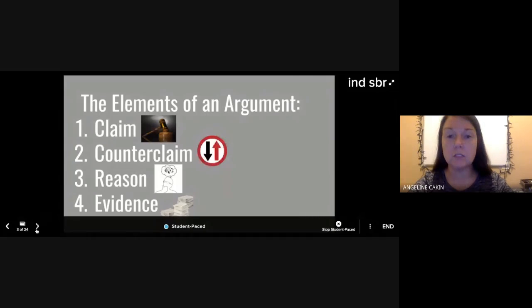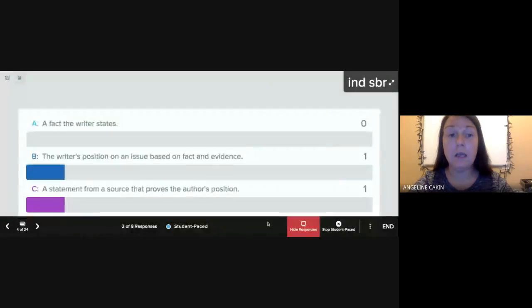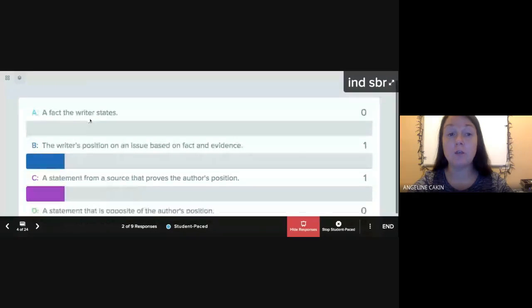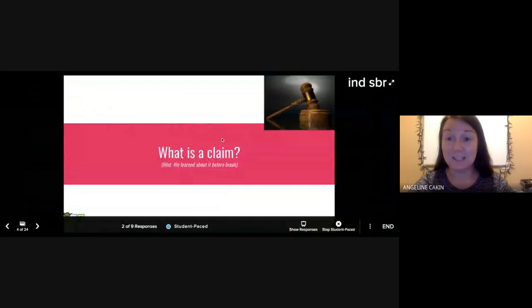All right, so let's start it off. What is a claim? You are to respond with what you think a claim is. You're going to click a button. Is it A, the fact the writer states, B, the writer's position on an issue based on fact and evidence, C, a statement from a source that proves the author's position, or D, a statement that is opposite the author's position? You need to click what you think is the answer.